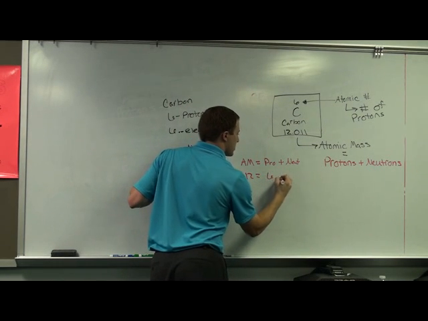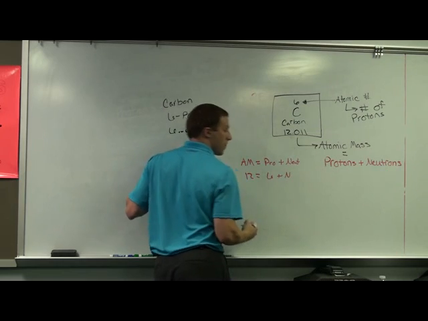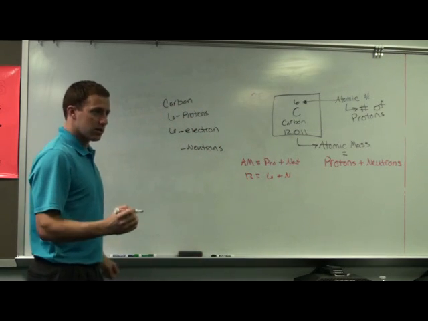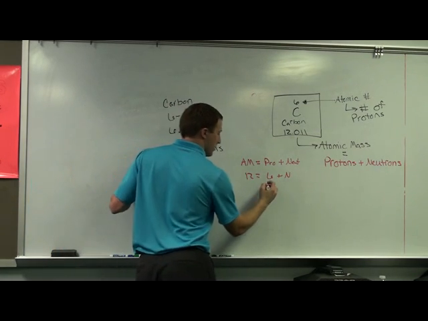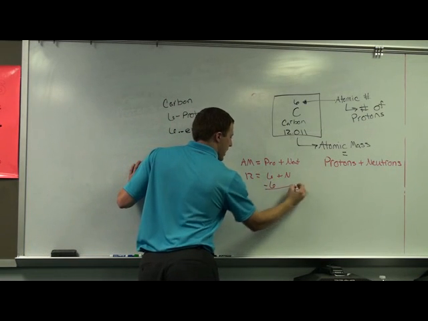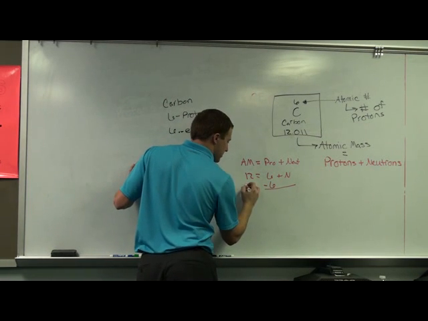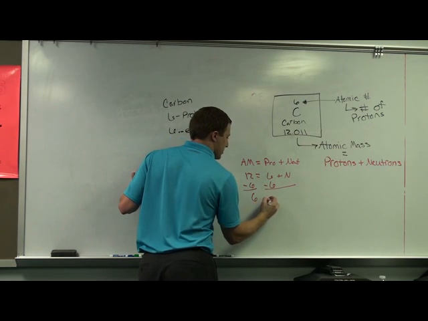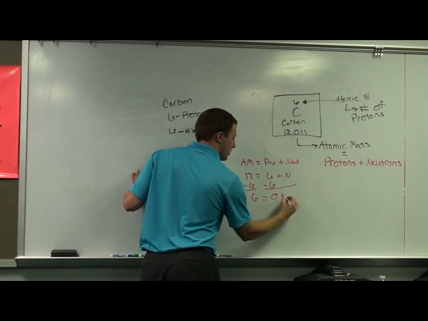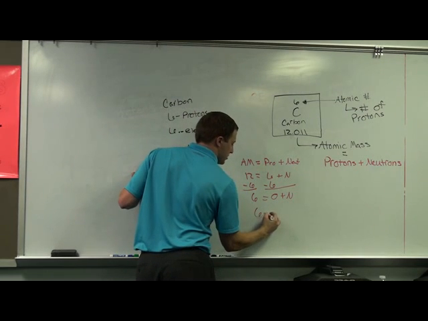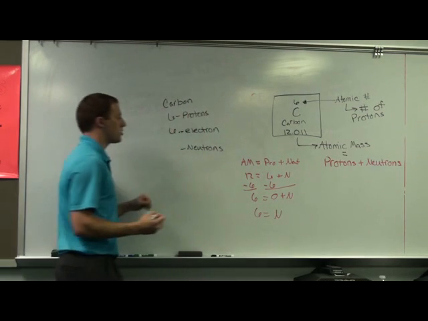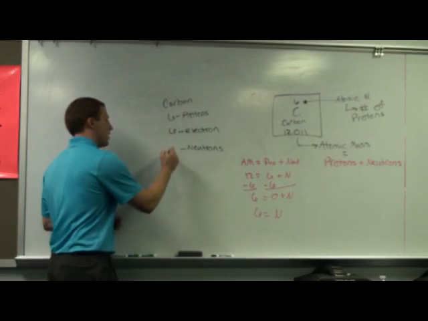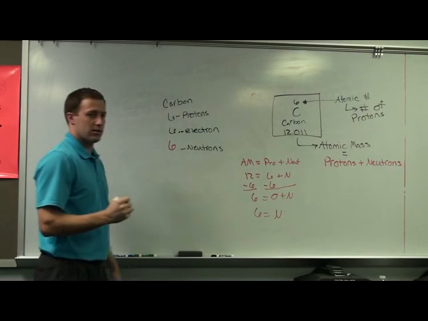6. Can we figure out the neutrons? Yeah, right? What do we do? 12 equals 6 plus n. Good. Subtract 6 on both sides, because we're adding it, subtract it. So 12 minus 6 is 6. 6 minus 6 is 0 plus n. So 6 equals n. So how many neutrons do we have? 6.